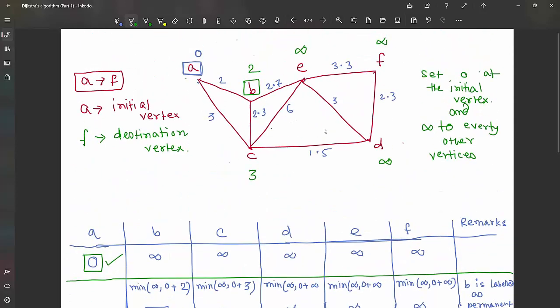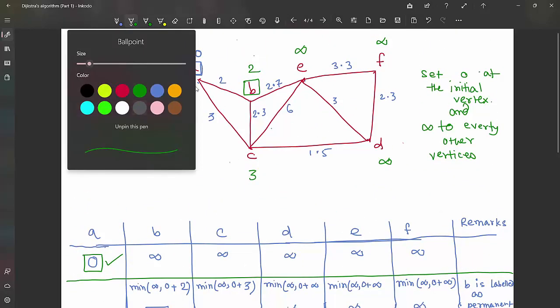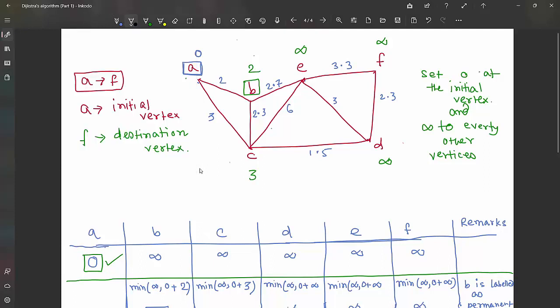To do that we do the same things. Whenever you go from B to the other vertices, suppose from B to C, it will be previously 2 units and you will travel 2, so 2 plus 2.3. From B to E, it will be 2 plus 2.7. From B to D, it will be 2 plus, no direct edge, infinity distance, and here also 2 plus, no direct edge, infinity distance. And after that again we do the same thing. We take the minimum value of each of these pairs. Okay, so these are the next steps.